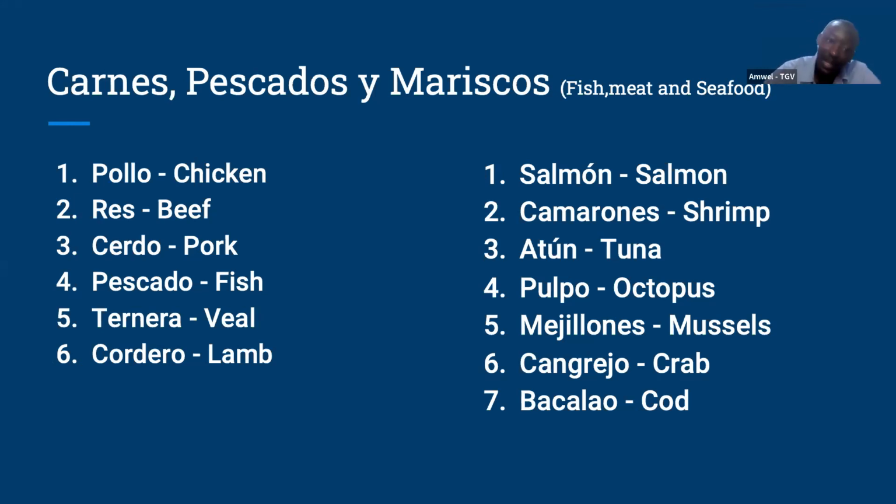So we have carne, pescado, y marisco, seafood. These are some of the common meats that you may find around the world. We have pollo, chicken, res for beef, cerdo for pork, pescado for fish, ternera for veal, and cordero.